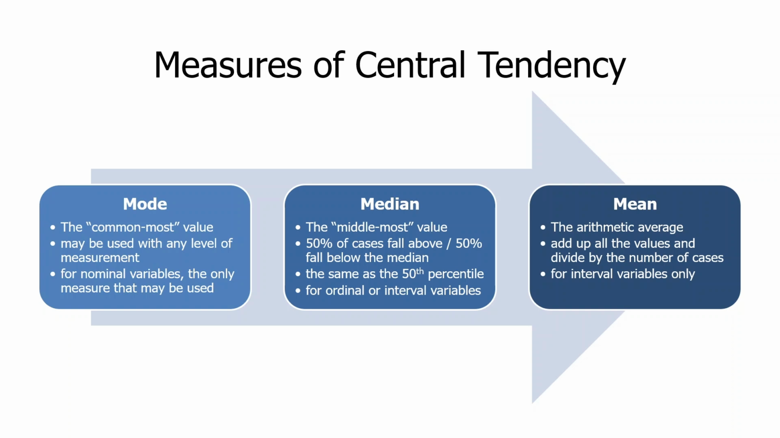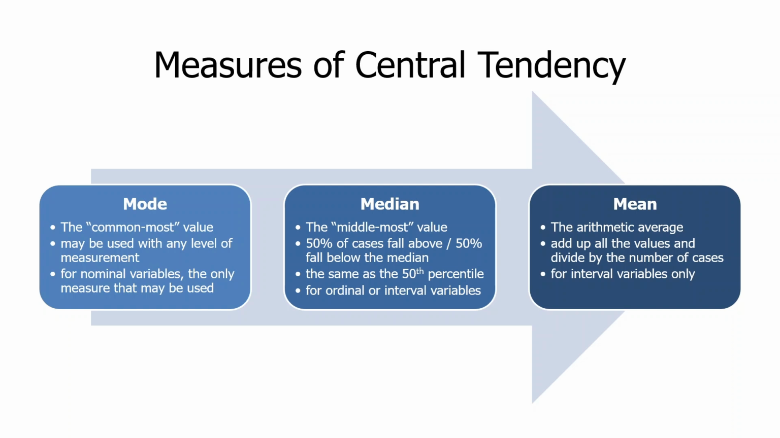The median is a second measure of central tendency that can be used with ordinal and interval level variables. It's the middlemost value, the 50th percentile. So when you find the median, half the cases fall below the median and half the cases fall above the median. Same as the 50th percentile, and again can be used for ordinals and intervals.